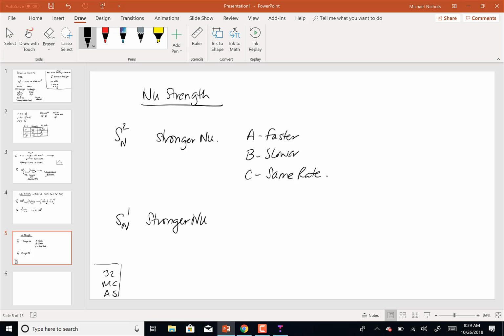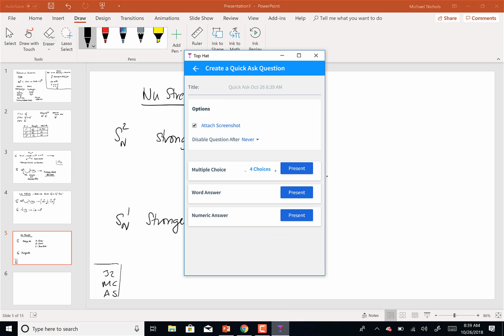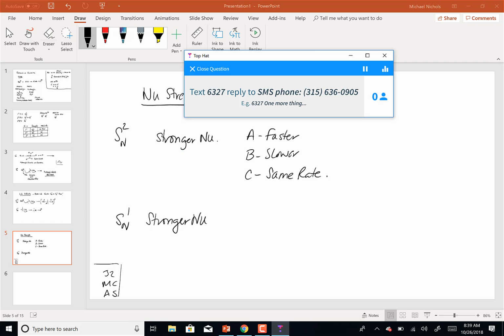Now let me ask the next question then. My next question is going to be for SN1. How does a stronger nucleophile affect the rate of an SN1 reaction? Faster, slower, same.